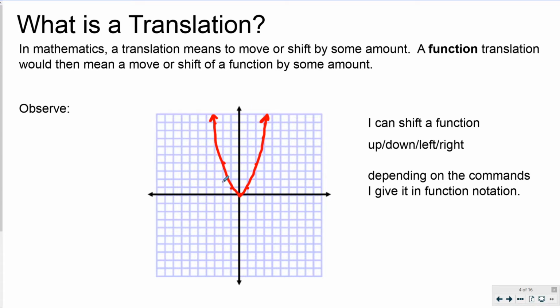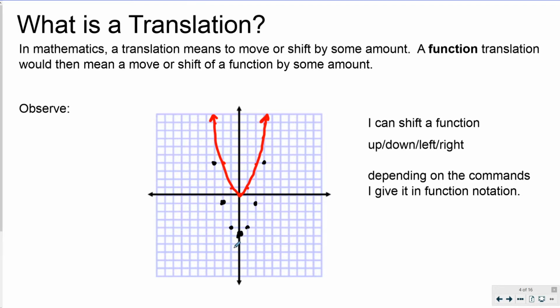Move this one down 1, 2, 3, 4, 5. I'm going to move this one down 5, 1, 2, 3, 4, 5. I'm going to move this one down 5. I'm going to move this one down 5. And this one down 5. And then there are 2 points up here. Down 1, 2, 3, 4, 5. And down here as well.